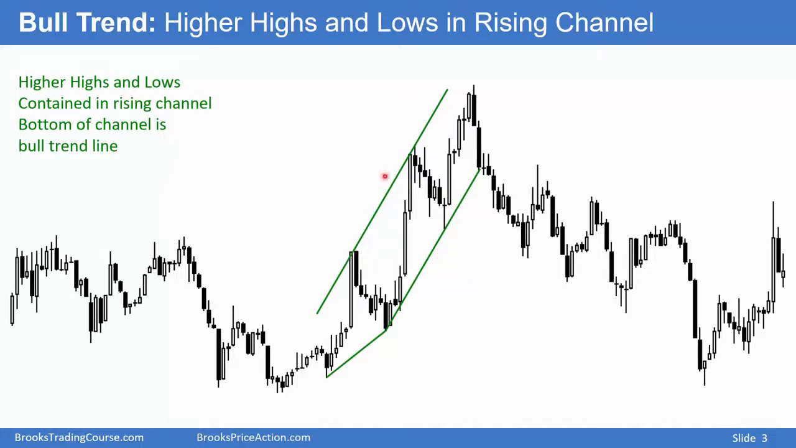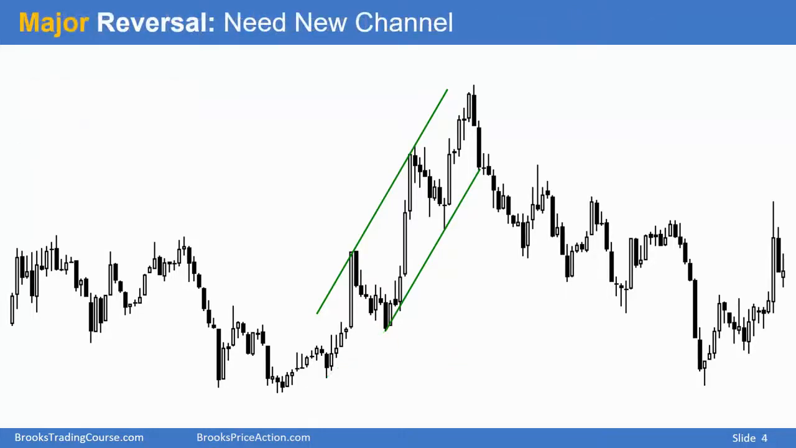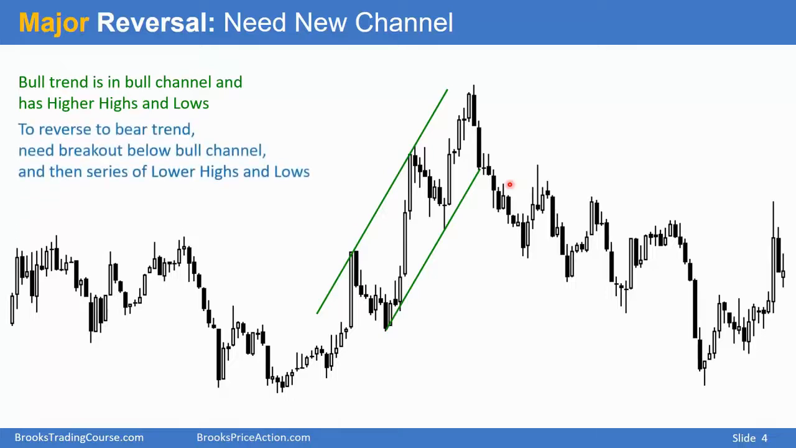We have a higher high. We have a higher low, another higher low. That's a bull trend. And whenever there's a trend and there are pullbacks, you can always construct a channel. A bull trend is going up, has higher highs and higher lows. You can always make a channel.